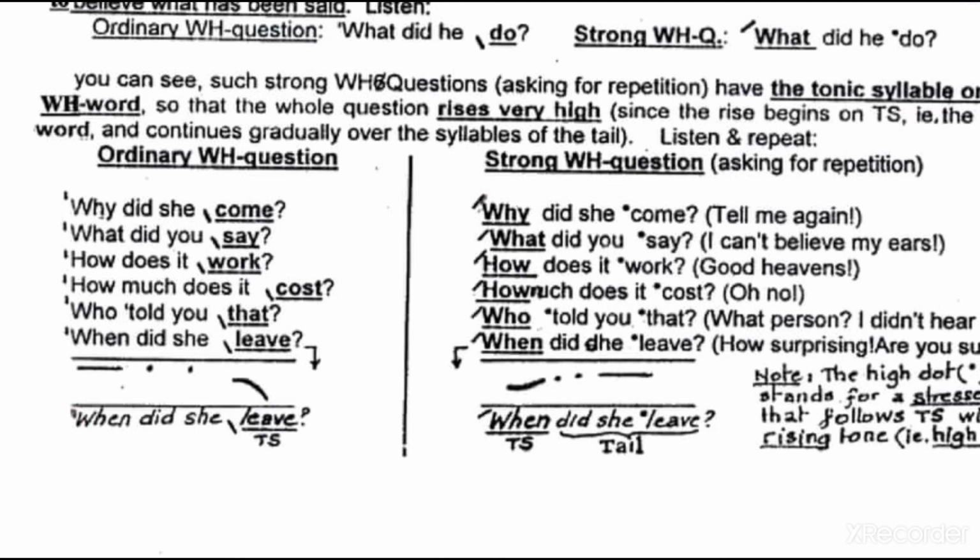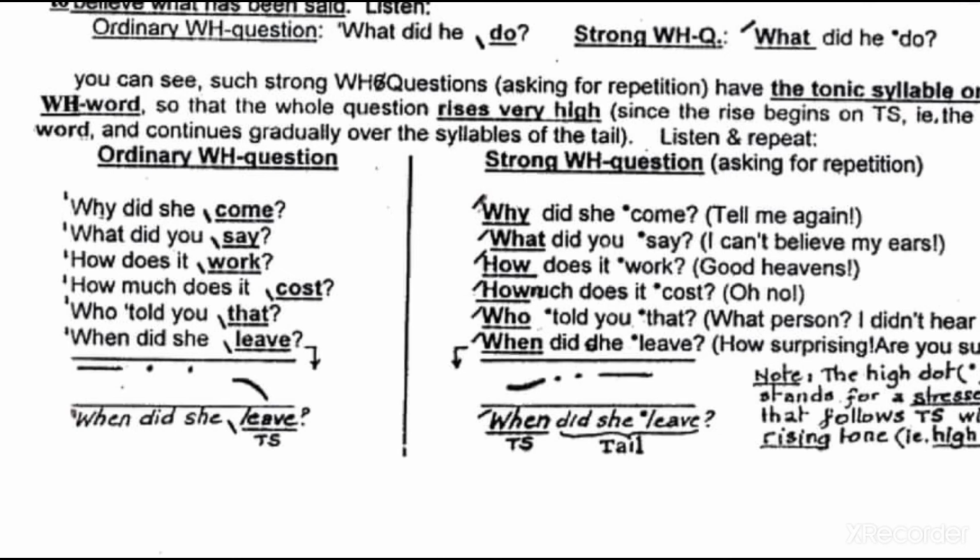Another point I want to add, you may ask me how we differentiate between a normal WH question and a strong WH question. If we give you a normal WH question, we give you the question as it is. But if we mean it is a strong WH question, we will put between parentheses asking for repetition, or we are surprised. So we will write a comment near the question to show you that it is a strong WH question.